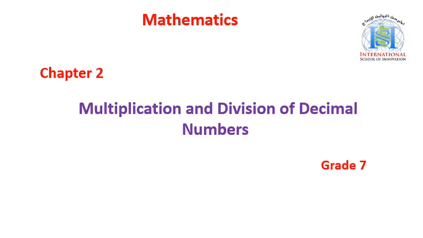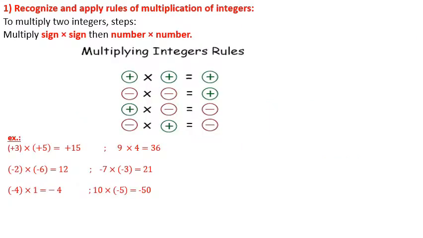Now we will start with our second chapter, which is multiplication and division of signed numbers. We have to recognize and apply the rules of multiplication of two integers. To multiply two integers, we should follow these steps: first we multiply the sign by the sign, then we multiply the number by the number. When multiplying signs, a positive times a positive gives us a positive answer. Also, a negative times a negative gives us a positive.